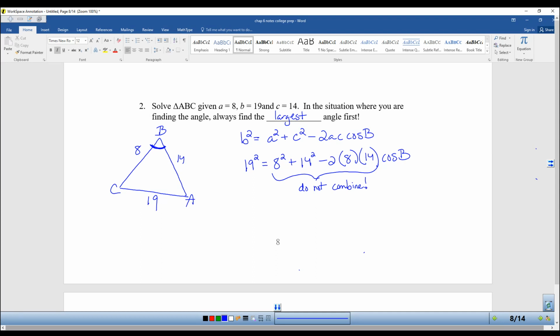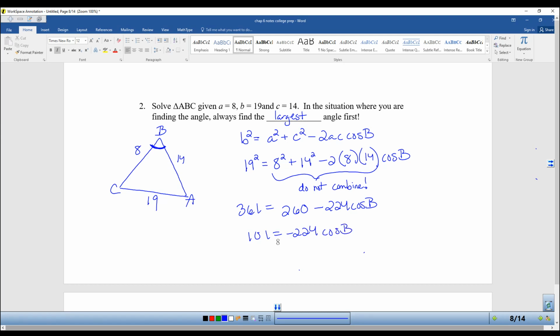It's going to be 19 squared, which is 361. And then this is going to be 8 squared plus 14 squared, which is 260, minus 2 times 8 times 14, which is 224 cosine of B. So I can see how it's very tempting to combine those, but they don't go together. Instead, you're going to do the 361 minus the 260, and then you're going to divide by that 224.